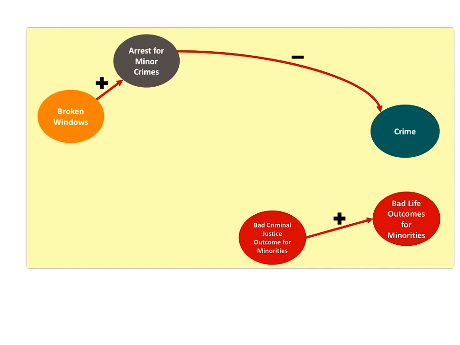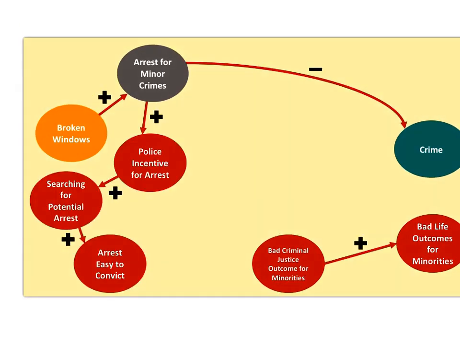Well, this policy might lead police to arrest more people. Okay, so there would be an incentive for them to make more arrests. That's going to be the direction they get. Let's look at how that might work. Okay, so here's how that might work. There's the policy of arresting for minor crimes, and the police get incentives. They're directed to do these arrests.